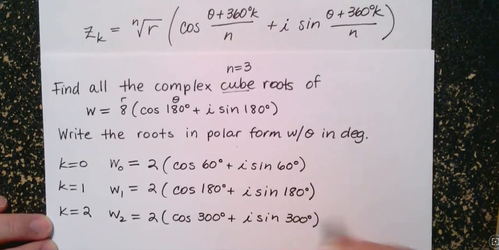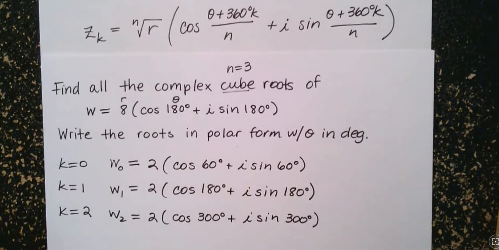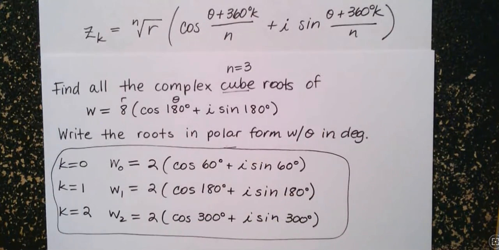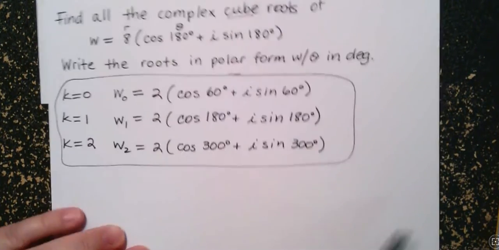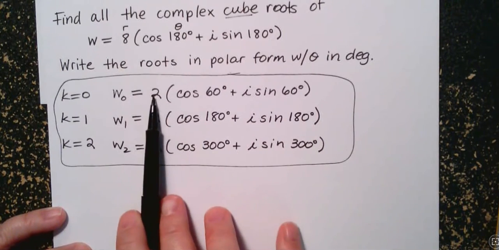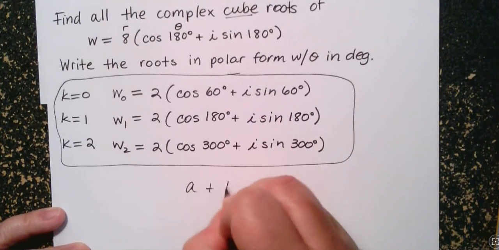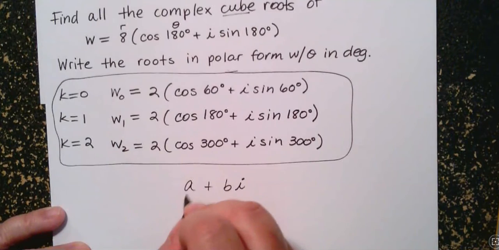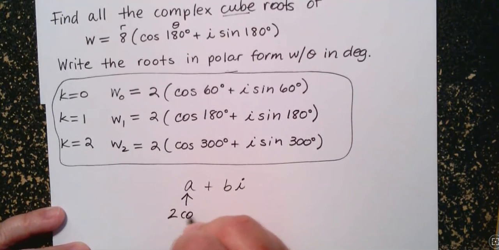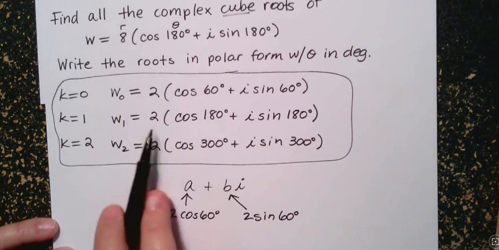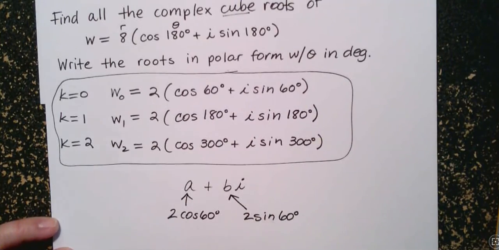Okay, so now this is how we were asked to write the roots. Polar form with theta in degrees. Now, if I had been asked to write these in rectangular form, basically I would go ahead and multiply this 2 times each, and I would say 2 times cosine 60. That's my x, basically, or my a. Think about a plus bi. So this would be 2 cosine 60 for the first one, and this would be 2 sine 60. And I wouldn't do anything with the I. And then for the second one, 2 cosine 180, 2 sine 180, and so on.